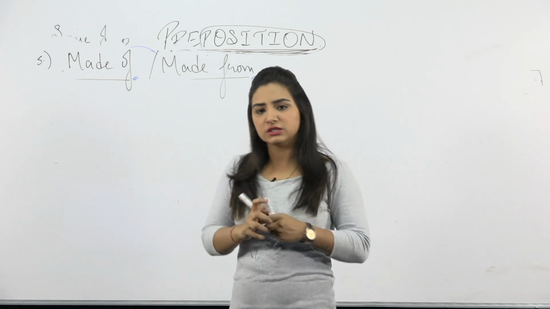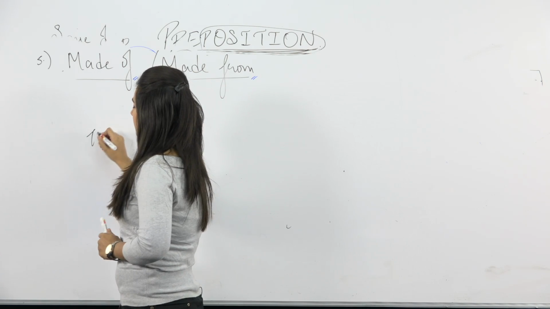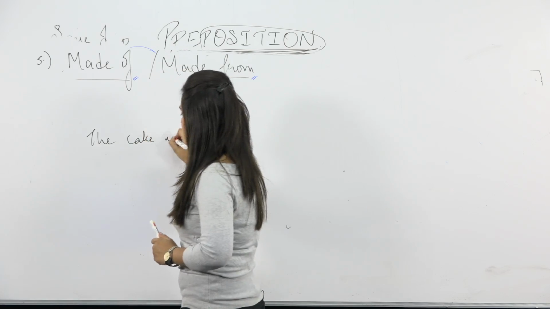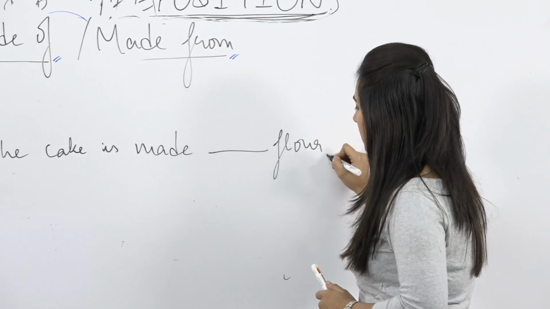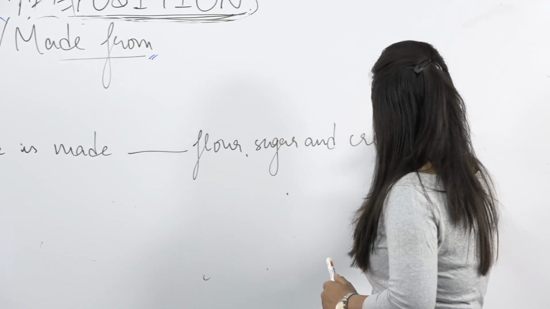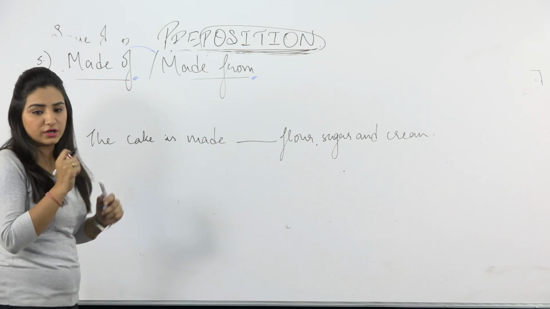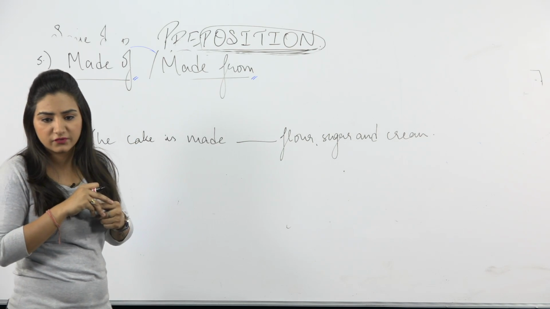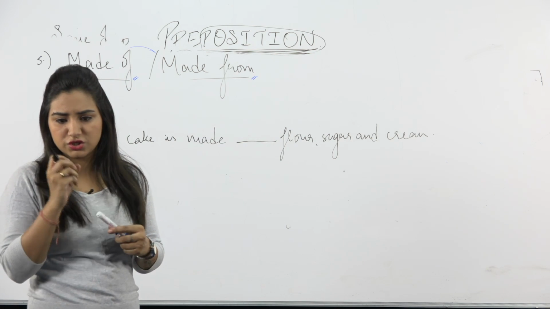Now I'm giving you certain sentences, you'll answer them. ठीक है? The cake is made dash flour, sugar and cream. First sentence is the cake is made dash flour, sugar and cream. Made of describes made of something. Chemical composition changes in made from.